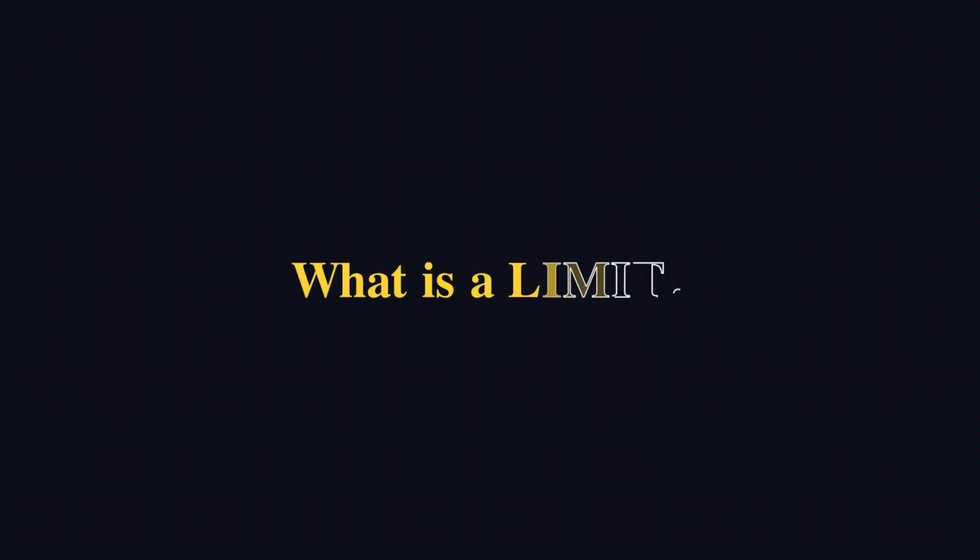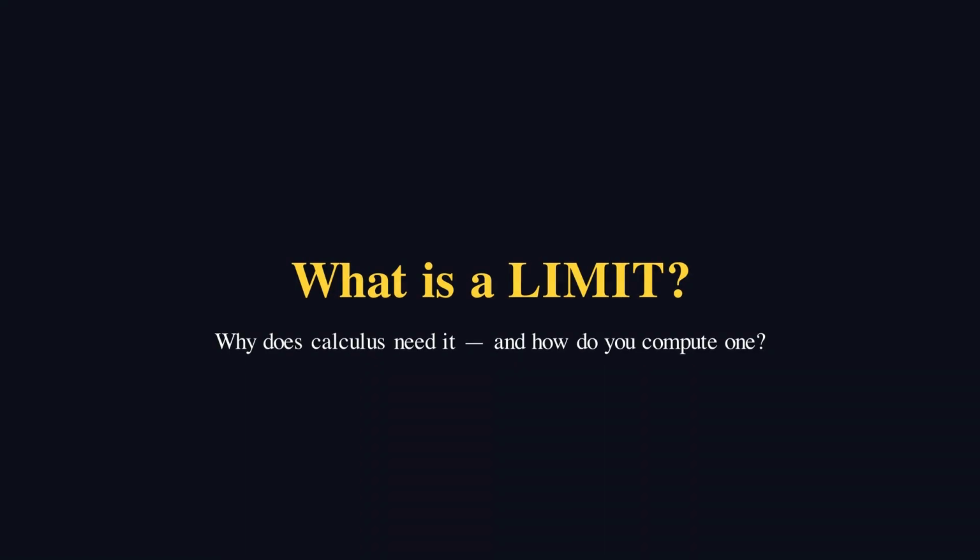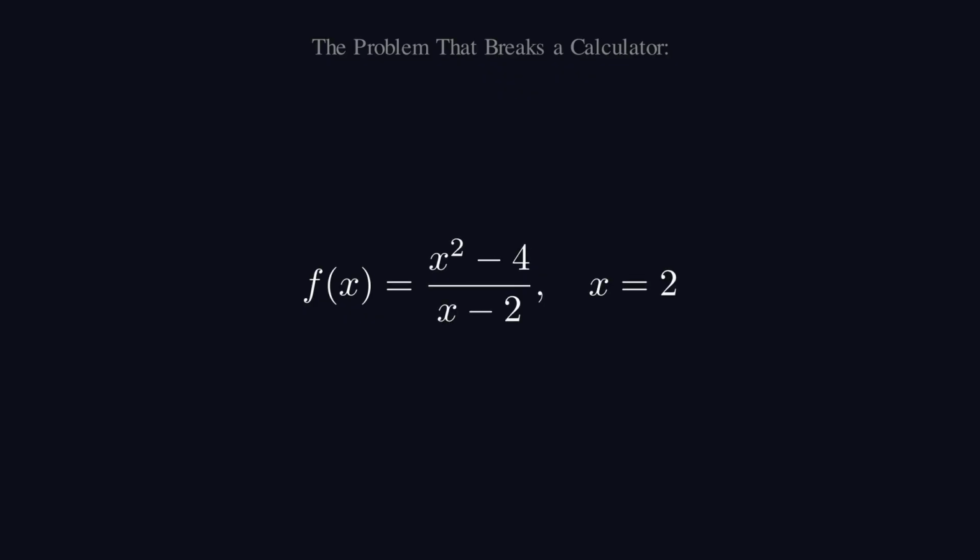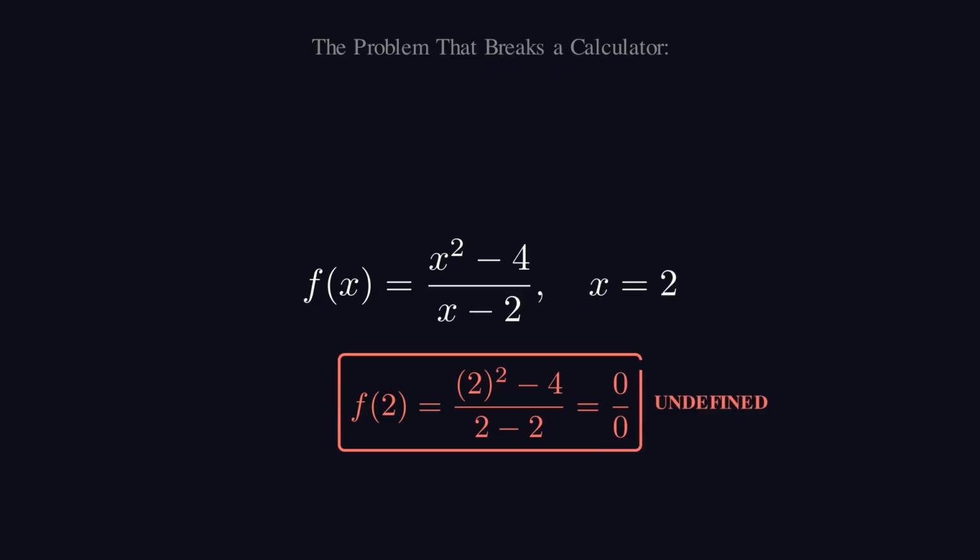Your calculator says error. Your textbook says the limit exists. Both are right. Here is why. Look at this function. f of x equals x squared minus 4 divided by x minus 2. Plug in x equals 2 and you get 0 over 0, undefined. But that is the wrong question. The right question is, what value does the function approach as x gets close to 2? That is exactly what a limit answers.